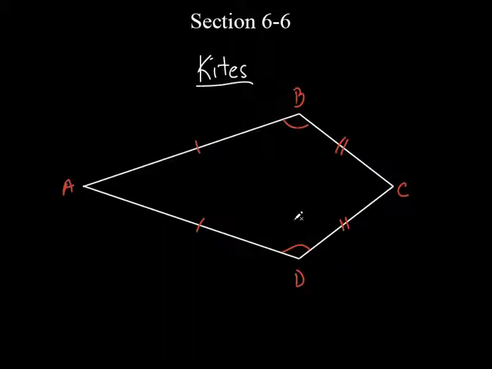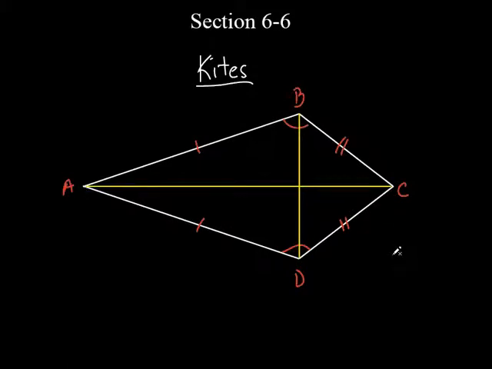Now it's time for the diagonals. So let's do that in a different color. Let's do the diagonals. So if I go from B to D, that's one diagonal, and then if I go from A to C, that's another diagonal. Wait, you sure?